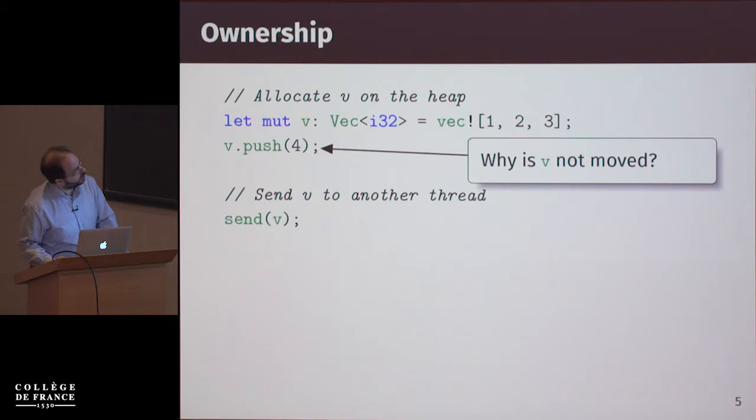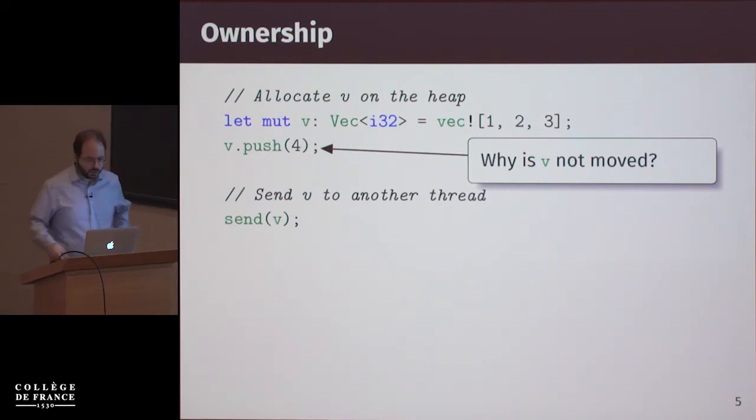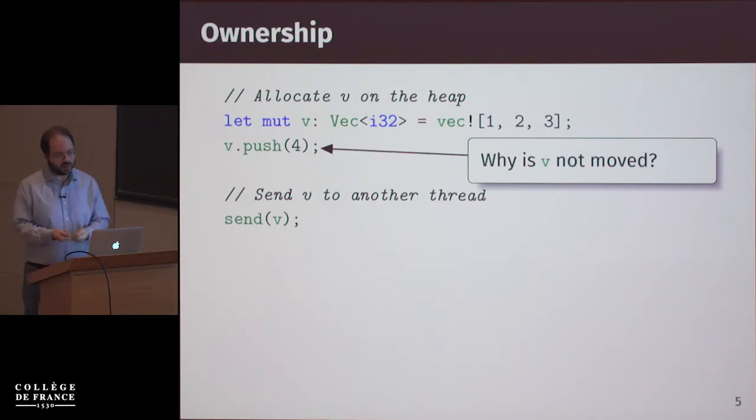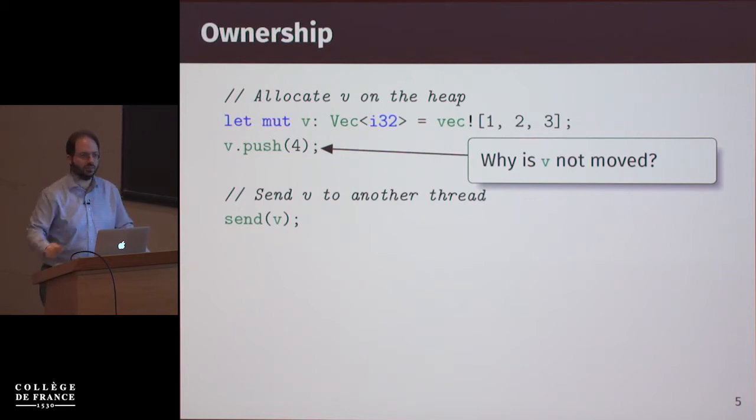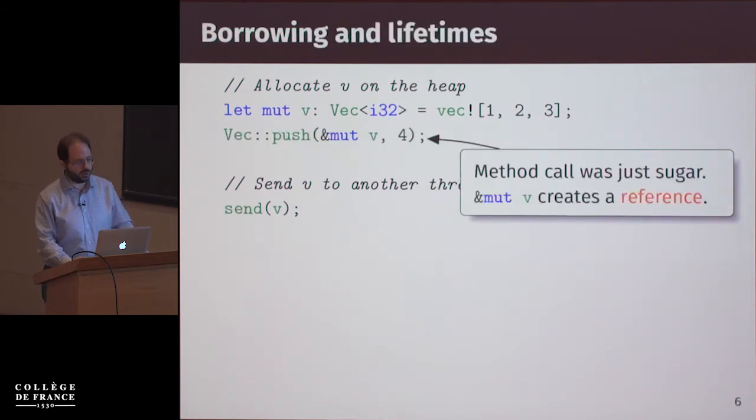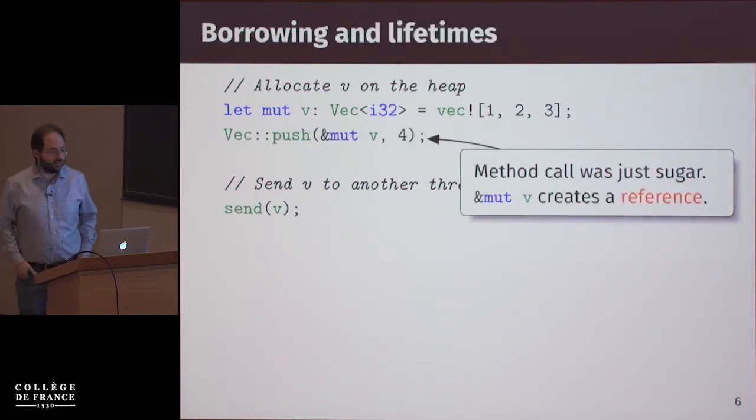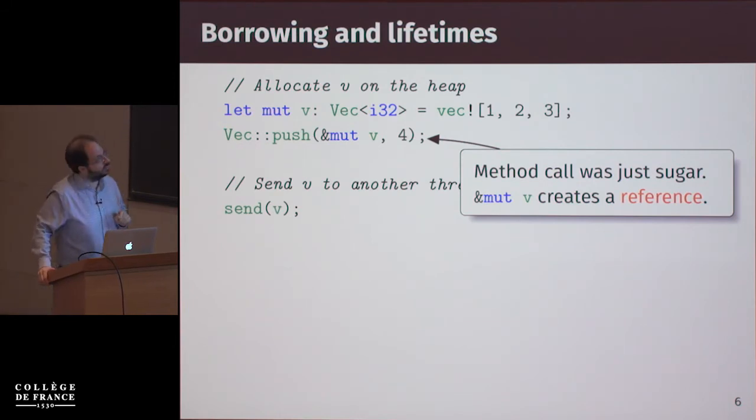So one thing you might wonder here, if you're paying very close attention, is when we called the push method on v, that's basically calling a push function and passing it v as an argument. So when we passed that v as an argument, why didn't it get moved at that point? Why were we still allowed to refer to it in the next line when we sent it? So the answer is that actually this is syntactic sugar. So really what's happening here is that you're not actually passing v as an argument to the push function from the vec data type. You're actually passing a reference to v.